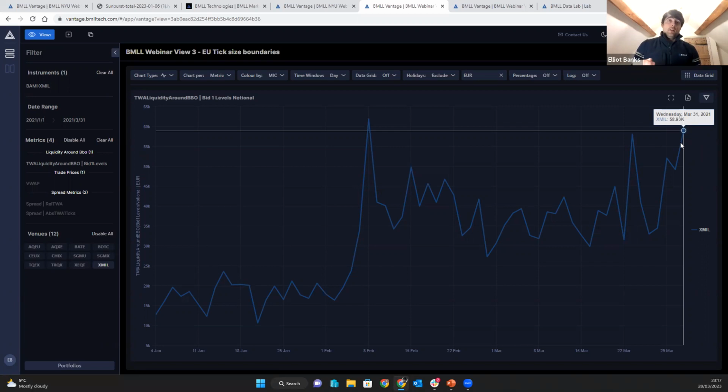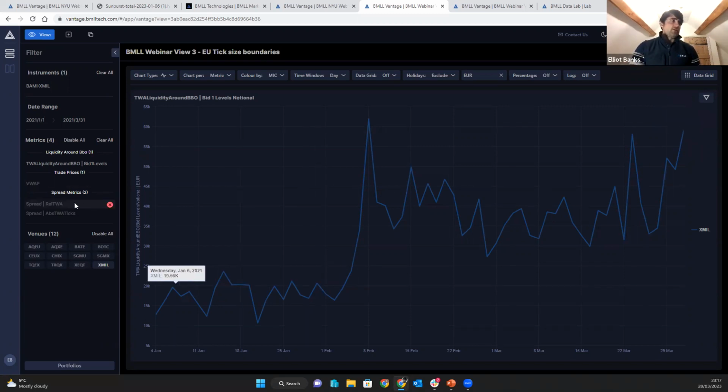And actually, the reason there's been this big shift in the amount traded at touch, and by the way, this would look the same if we looked at the shares rather than notional. You'd get the same picture. So let's look at a couple of other things.